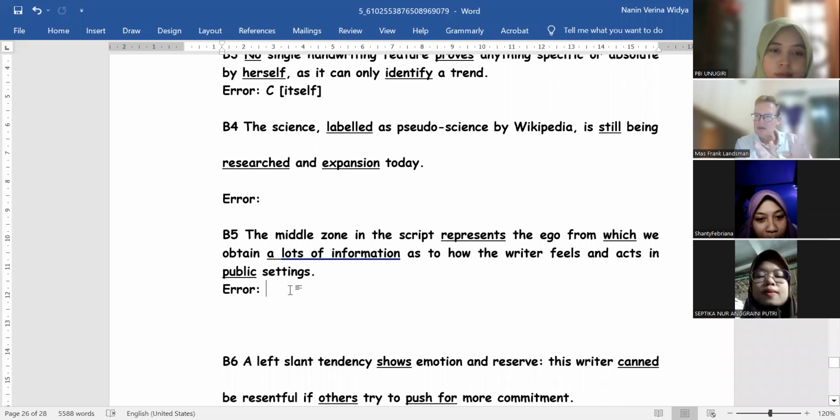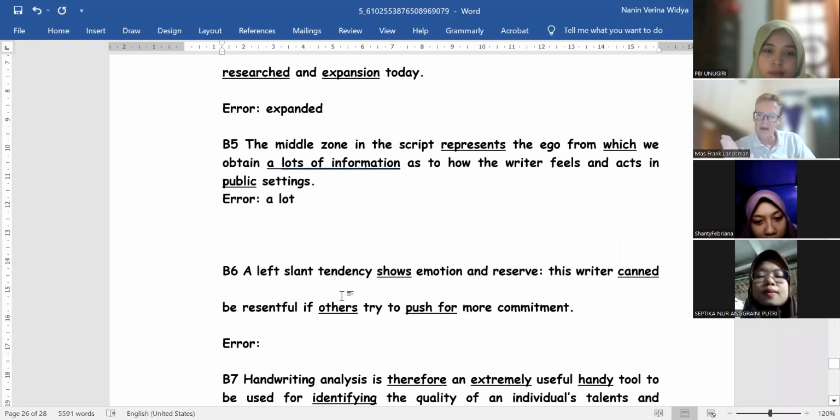Or if you want to drop you can say lots of information. I have lots of information for you, many different kinds of information. So here, a lot of information, no S. Yeah, very good. B6, a left slant tendency.